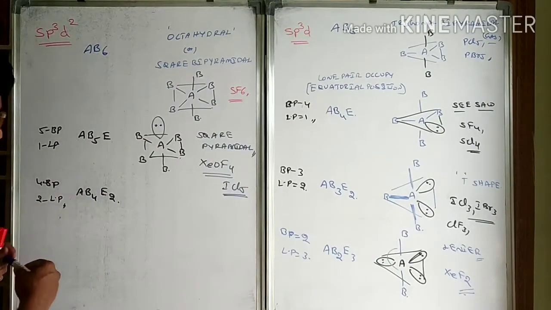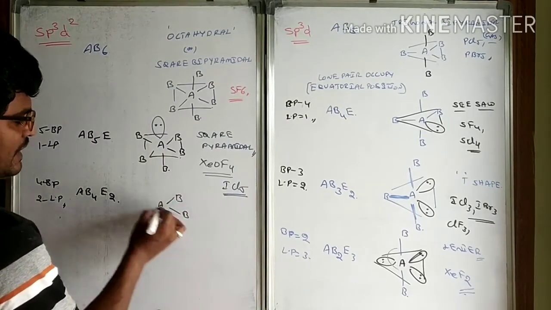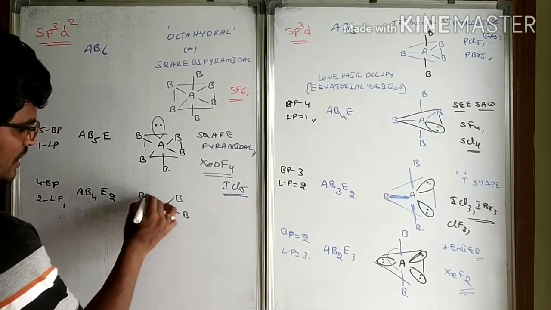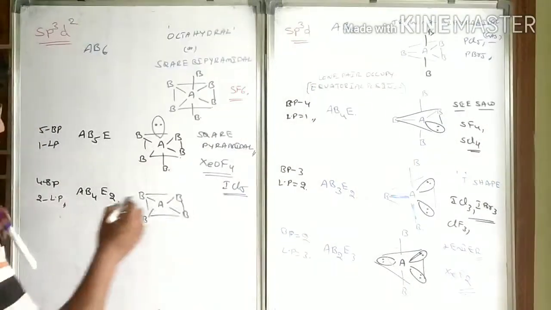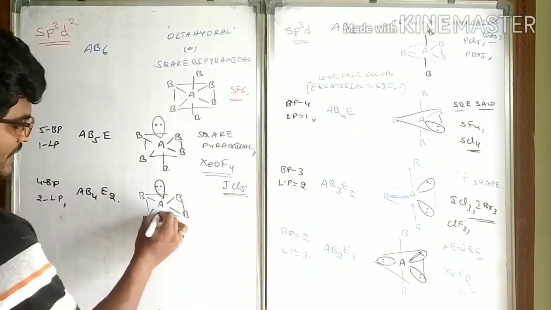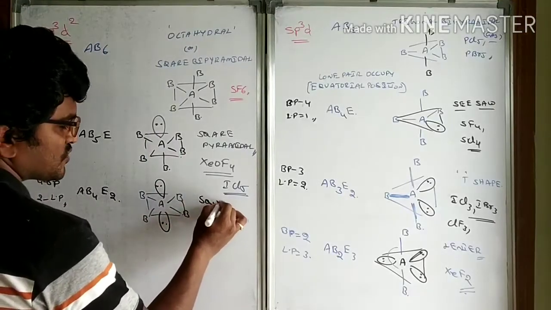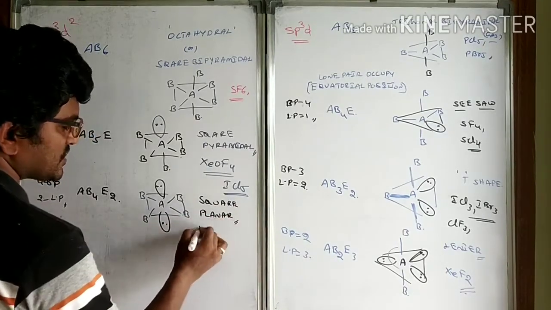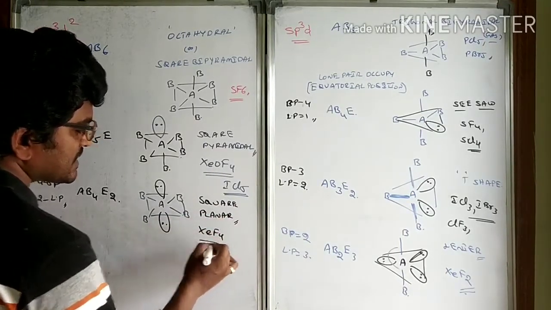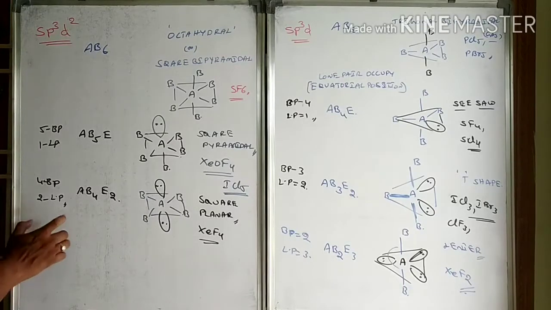Now let us go to AB4E2. Since A is present in the center, B's are present in the corners of a square, the lone pairs will be occupying the axial positions. One lone pair is above and one lone pair is below. What structure you can see here? It is square planar. So since it is square planar, the best example is XeF4 for this kind of structure. So like this we can identify.